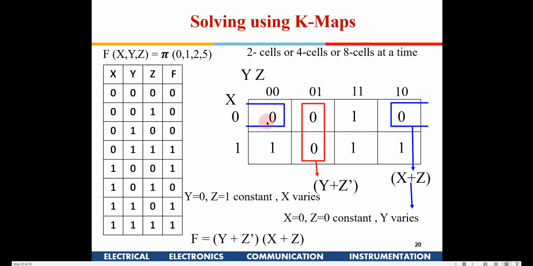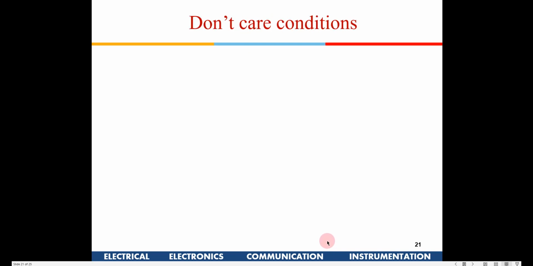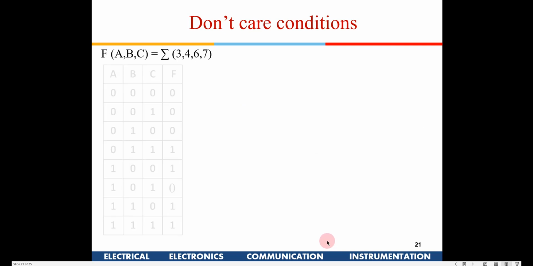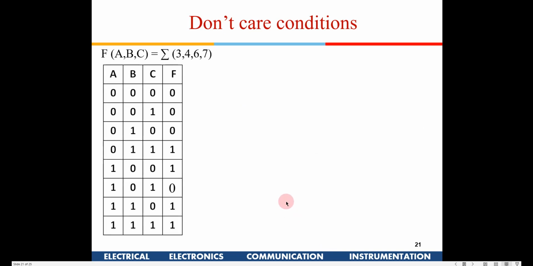When we take zeros, we make a product of sums, and hardware-wise we will use OR gates followed by an AND gate. Okay, so that is how we are going to do it. Now there is something known as don't care conditions.